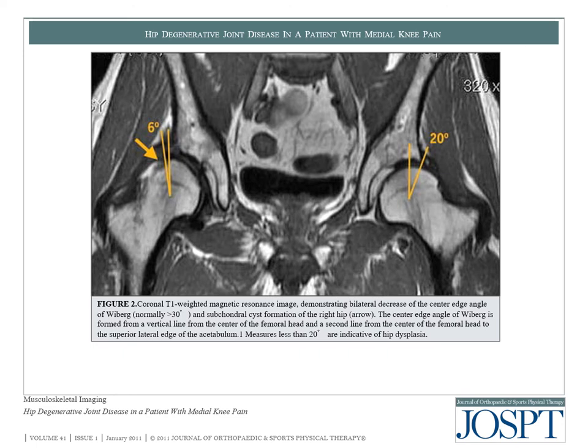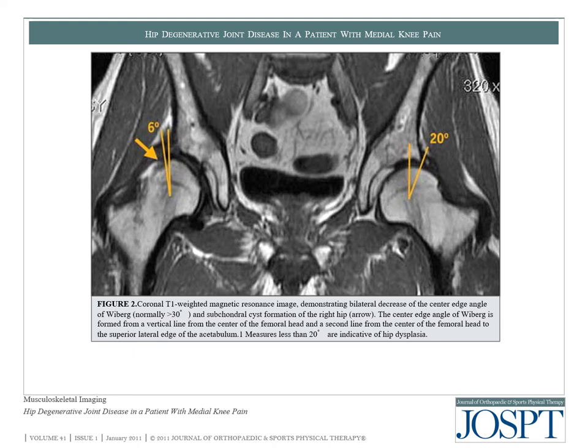The findings on the plain films in the last slide suggested that there was some acetabular undercoverage based upon the acetabular angle. And so this particular image here, which is a coronal view MRI of both hips, likely the pelvis, really helps us delineate more if we're dealing with congenital hip dysplasia here.